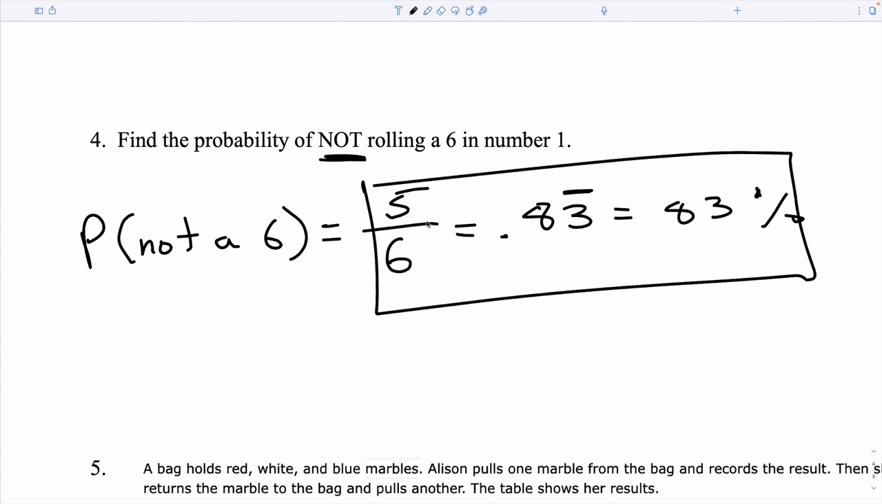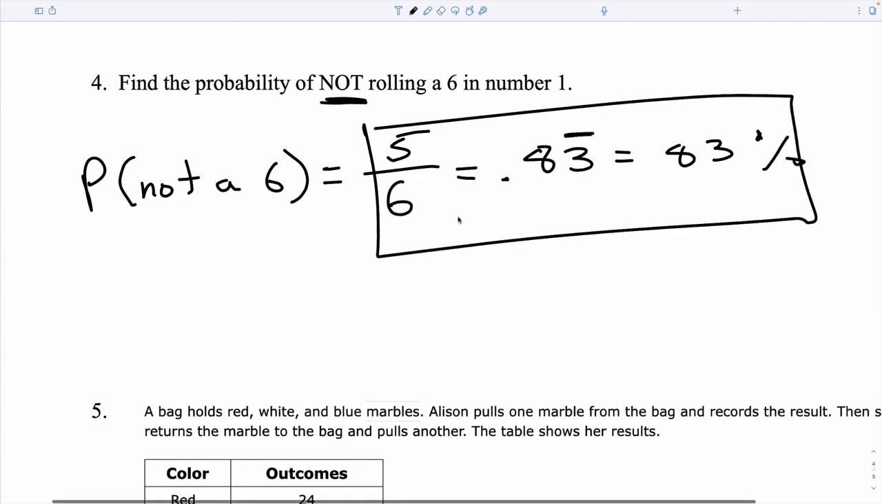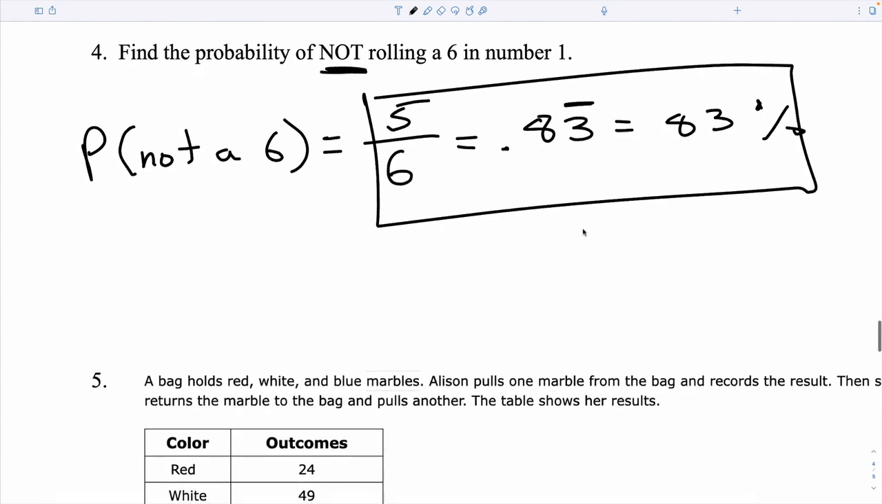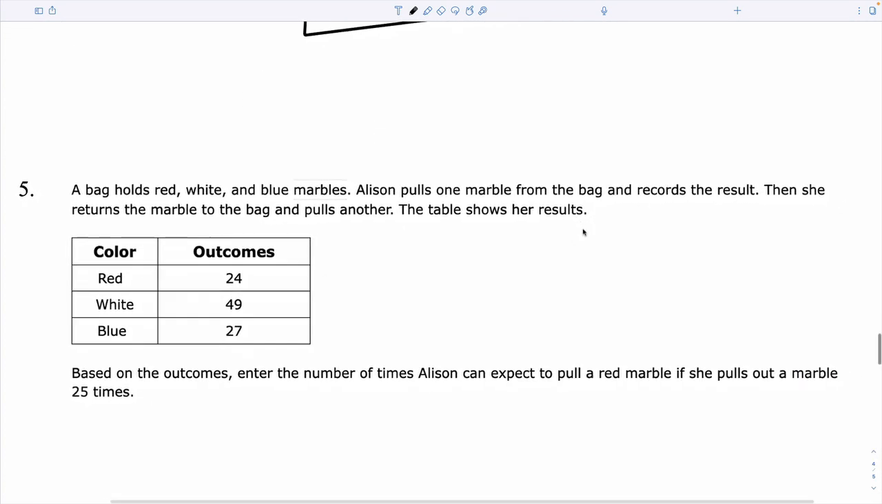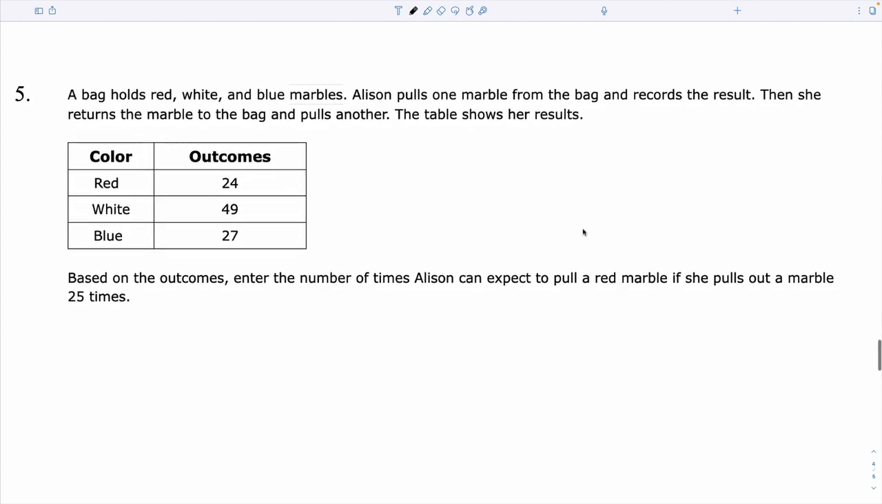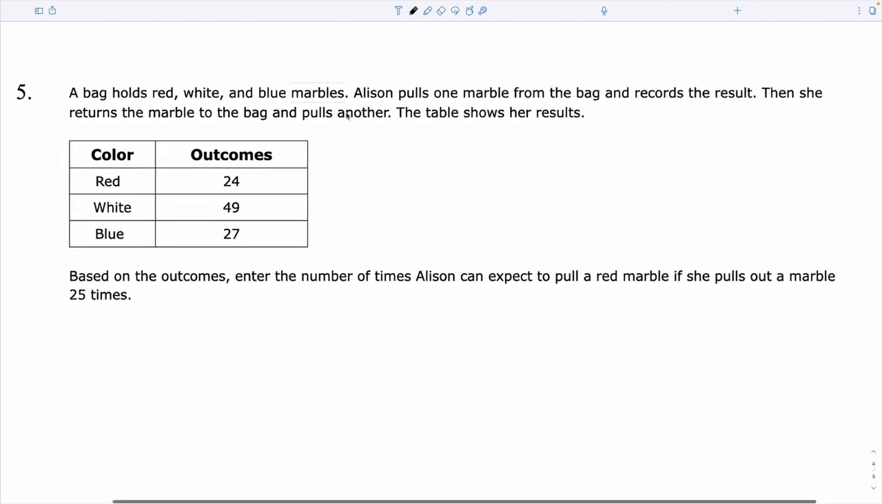Of not rolling a 6. You have an 83% chance to roll a 1, 2, 3, 4, or a 5. Much higher than just rolling 1 number. Last example, this is straight from the CASP, so these are the questions that you might see more of.